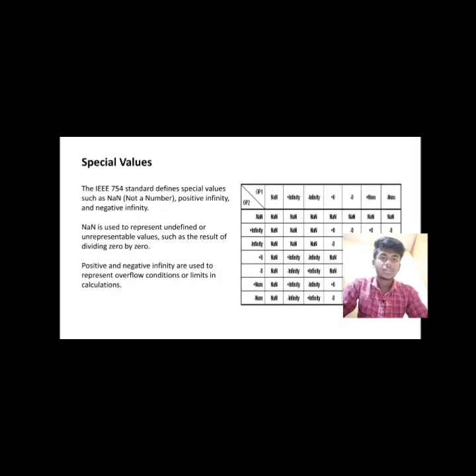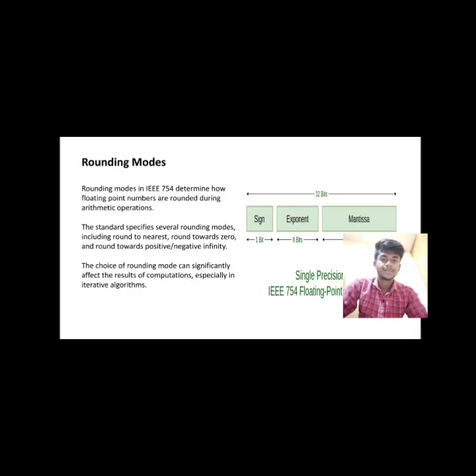Special values. The IEEE 754 standard defines special values such as NaN, not a number, positive infinity, and negative infinity. NaN is used to represent undefined or unrepresentable values, such as the result of dividing 0 by 0. Positive and negative infinity are used for representing overflow conditions or limits in calculations.